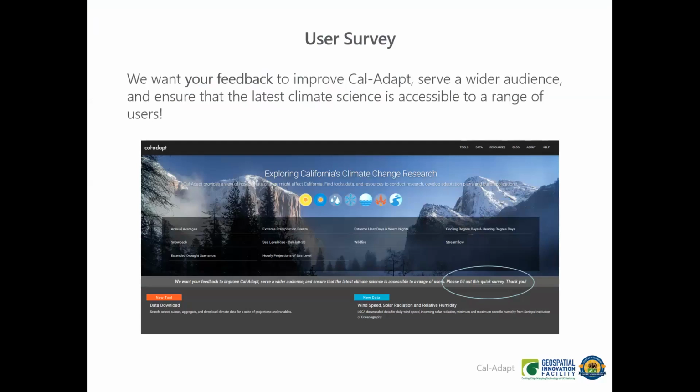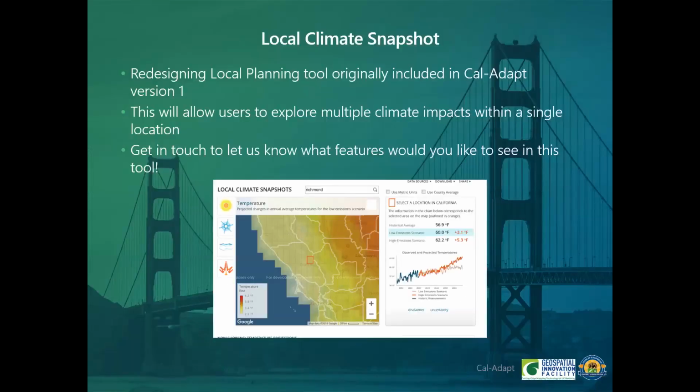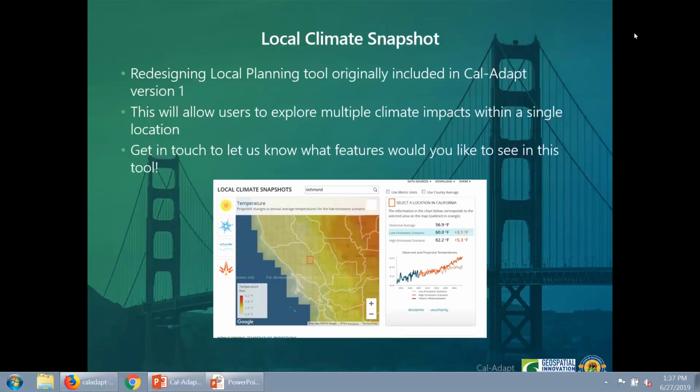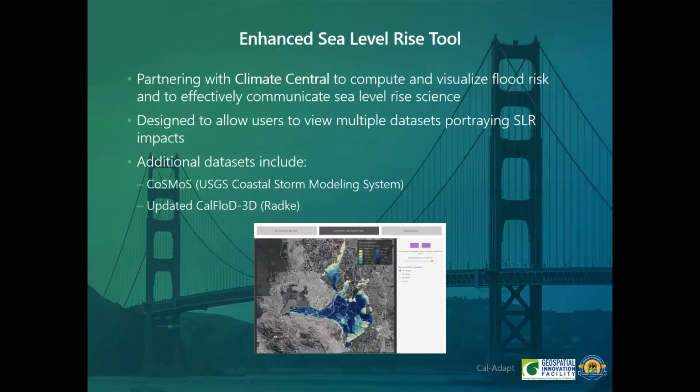I was going to talk a little bit about some of the things that we're working on next. For example, we're working on a local climate snapshot tool that we had in the original CalAdapt. We're also working on a new sea level rise tool. So if you have any particular questions or comments on any of those tools, please feel free to let us know, and we'd love to see that in that survey as well.